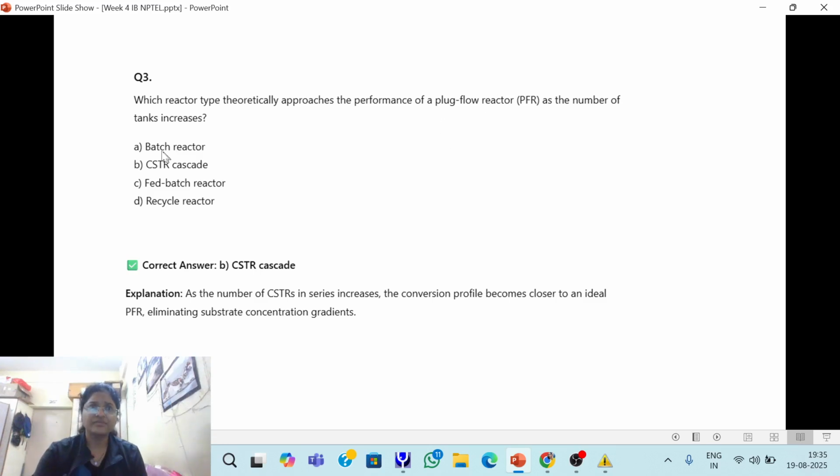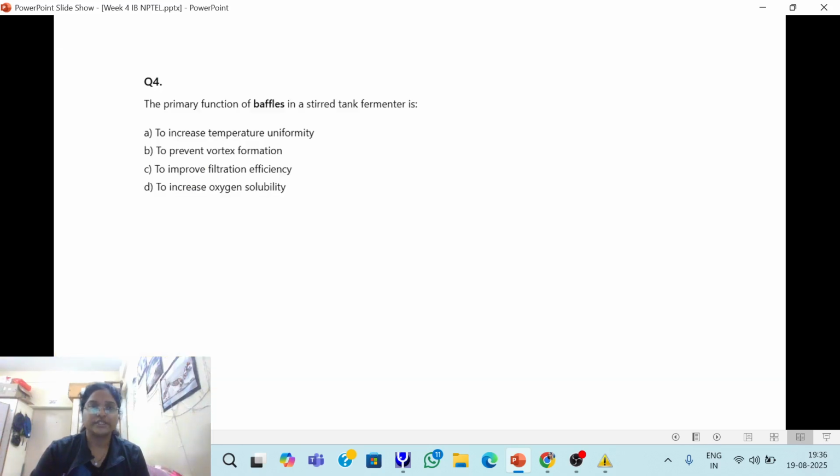The question was, which reactor type theoretically approaches the performance of a plug flow reactor as the number of tanks increases. So it is the CSTR cascade. Moving on to the next question.